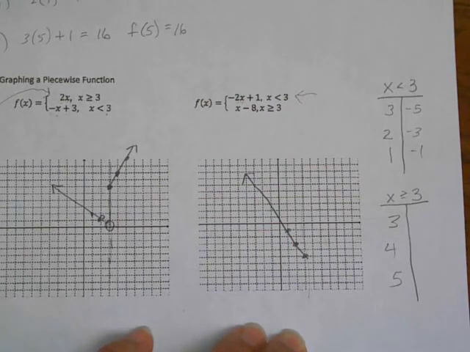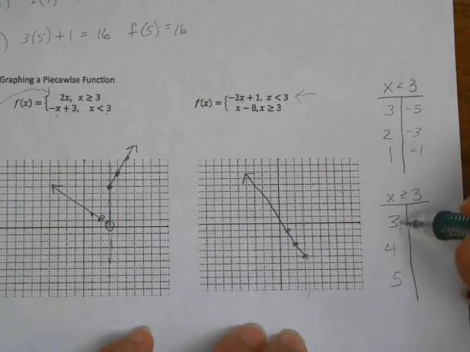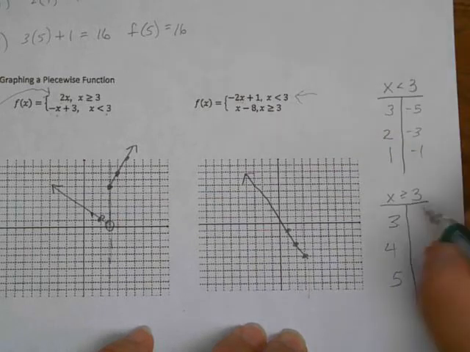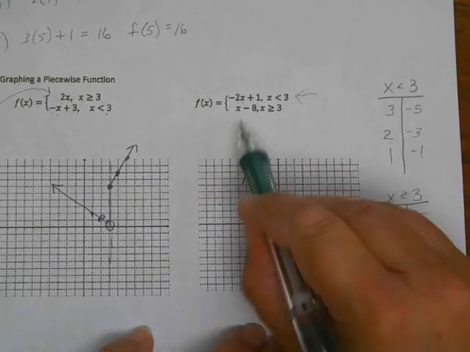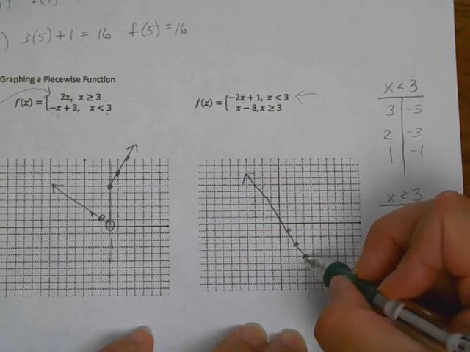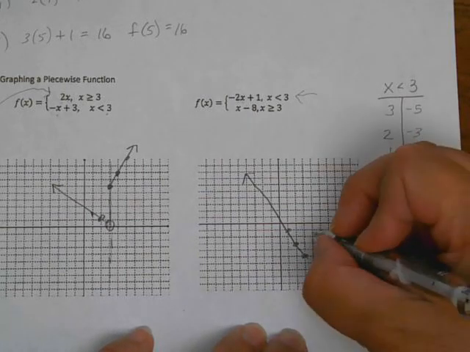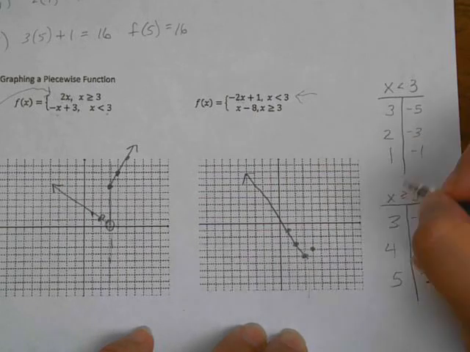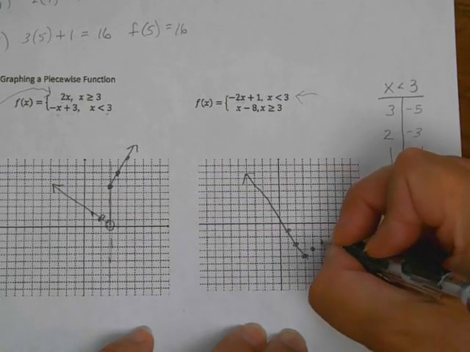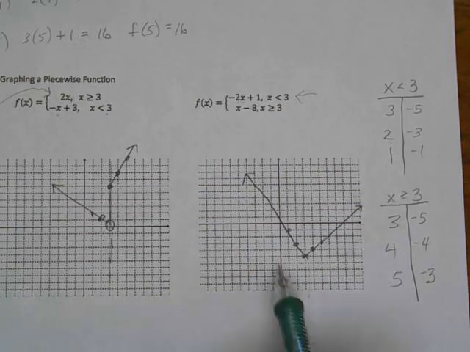The other graph, where x is bigger than 3, will also move away from this line. So let's plug our numbers in here. 3 minus 8 is negative 5. 4 minus 8, negative 4. 5 minus 8, negative 3. So I have 3, negative 5. I already have a point there, so that's okay. 4, negative 4. And 5, negative 3. So there's the piecewise function. It looks one way on this side of 3, a different way on that side of 3.